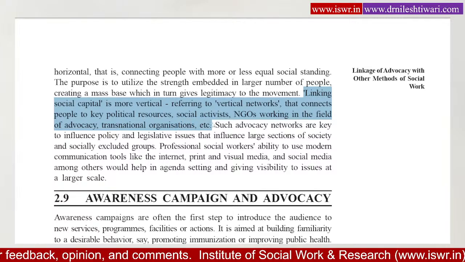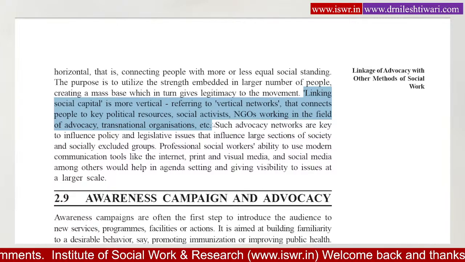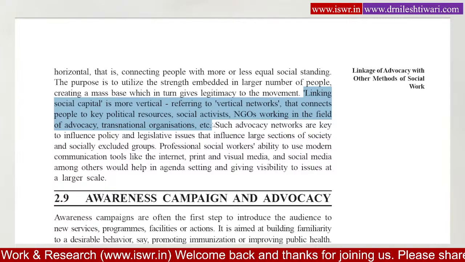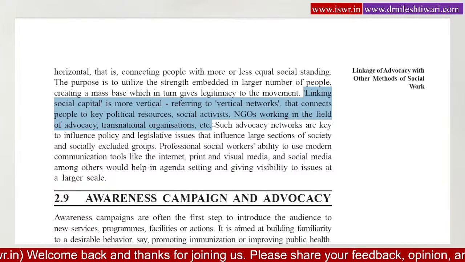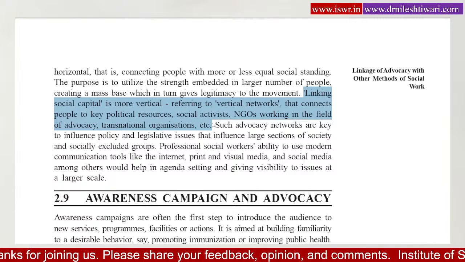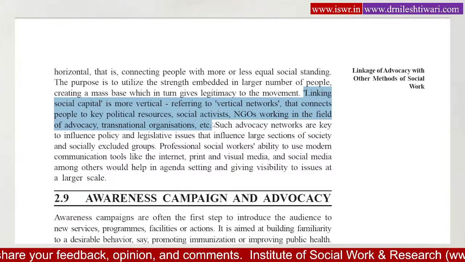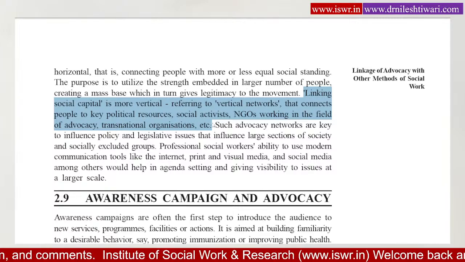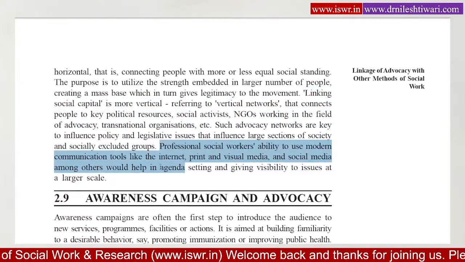So there is a vertical arrangement of network where there are political resources, social activists, NGOs who work in international or transnational organizations, they do advocacy. So having a network of all these so that we can influence the policy makers, the legislature, the bureaucracy, the government to work on behalf of the people who are oppressed, who are not getting their basic entitlements, right? So professional social workers, here this point is very important.